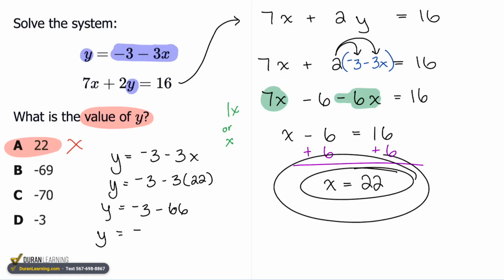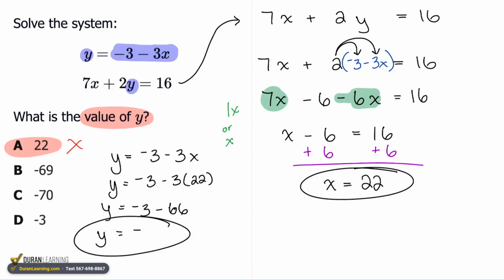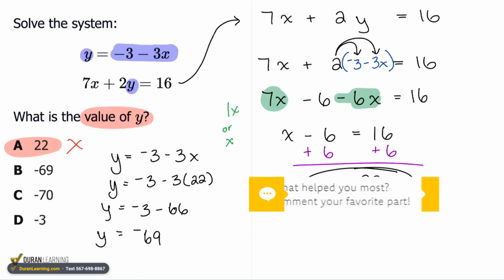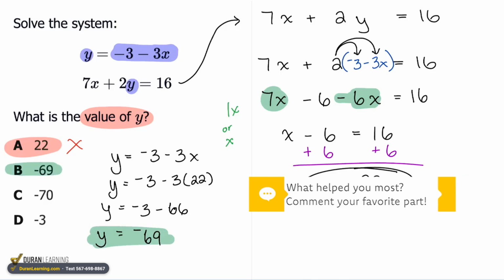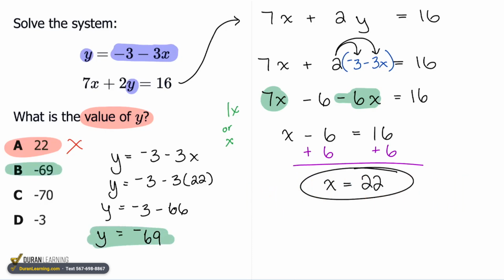The correct answer here is y, not x. Y equals -69. And there we are. The correct answer here is not answer choice A, but answer choice B.